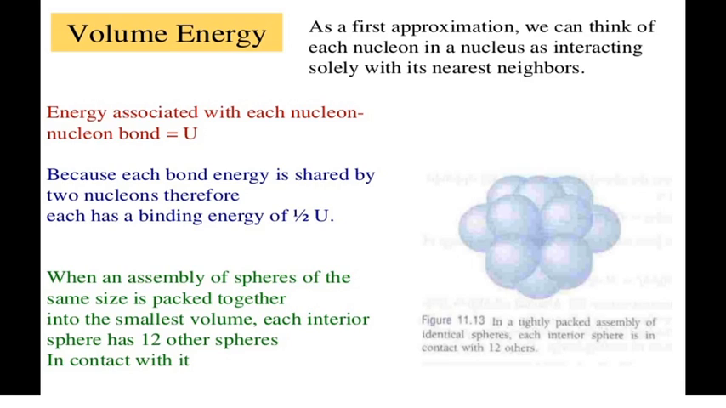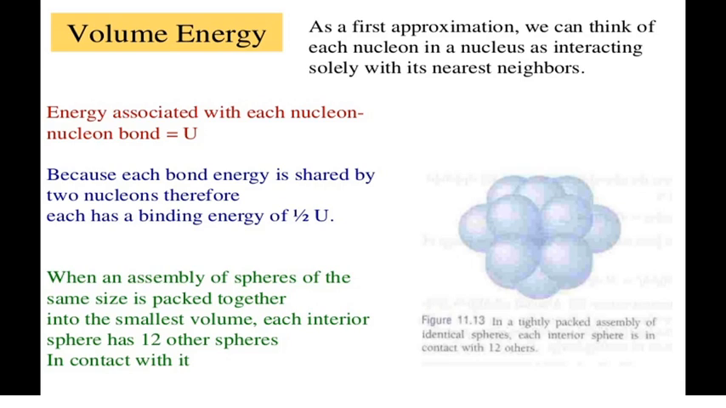So volume energy. We know that in the liquid drop model a nucleus is considered to be a liquid drop, and this model comes under the strong interaction model. Strong interaction model means the nucleons inside the nucleus are interacting with their neighbors. So as a first approximation, we can think of each nucleon in a nucleus as interacting solely with its nearest neighbors. So we can think of two nucleons. Nucleons means either proton or neutron which are inside the nucleus.